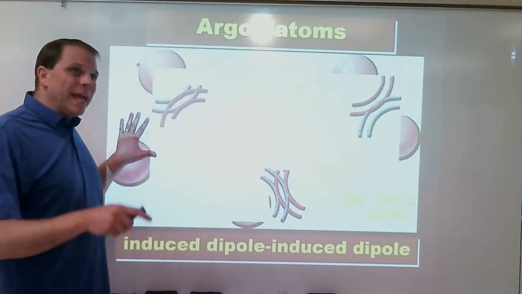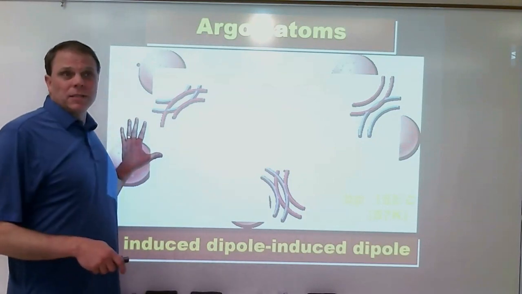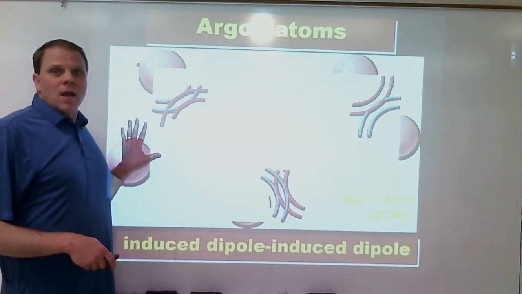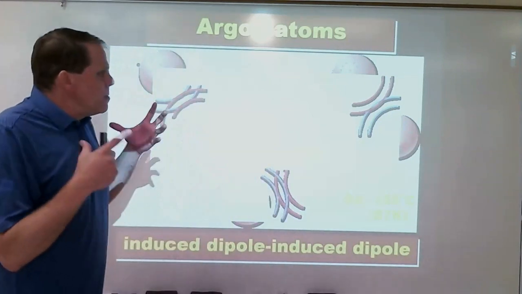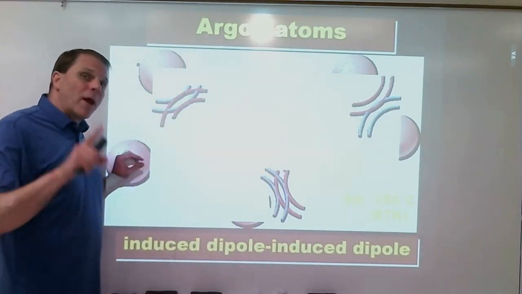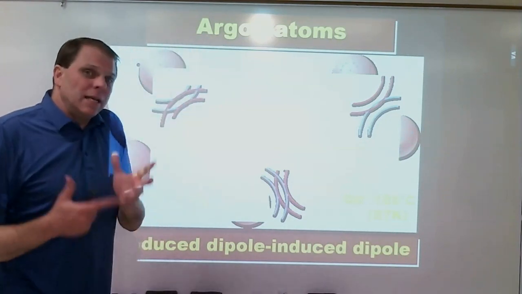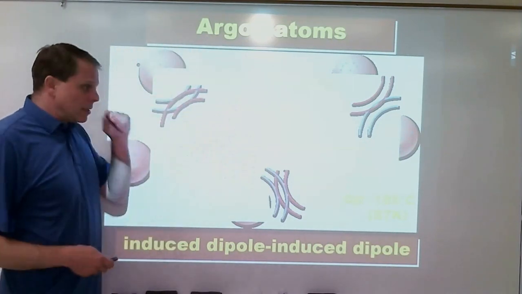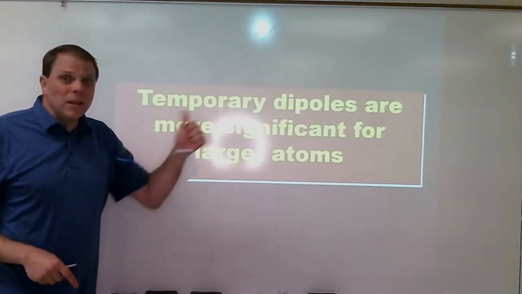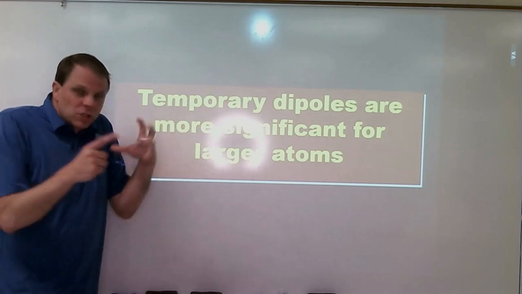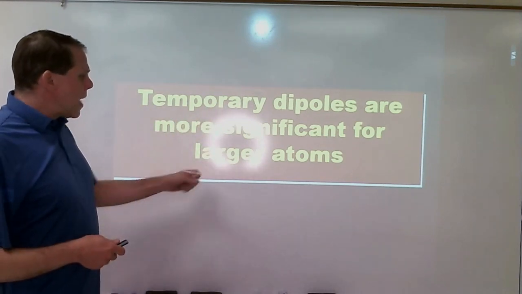But what would it be if I went to krypton, which is lower, or xenon, which is lower than that? Would the boiling point go up, or would it go down? Is there going to be more attraction or less attraction? Remember, I said that if you have more electrons, you're going to have a bigger induced dipole because you've got a bigger charge. So as I go down the periodic table from argon to krypton, my boiling point should go higher because there's more attraction. It's going to take more energy to break it apart. And that's what we're talking about here.